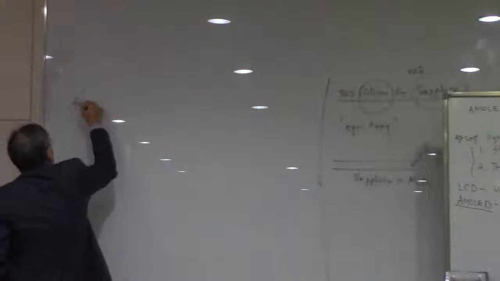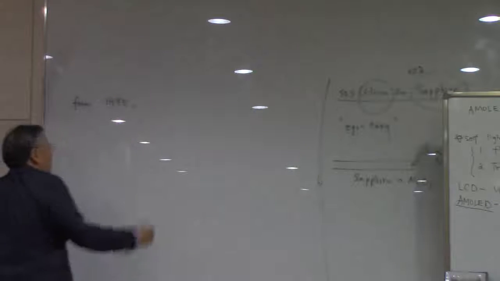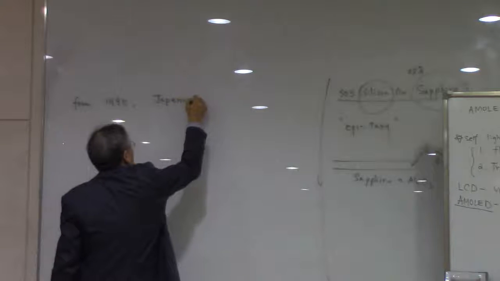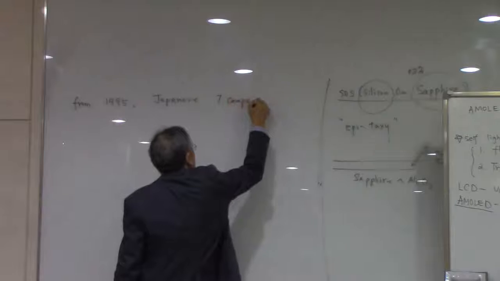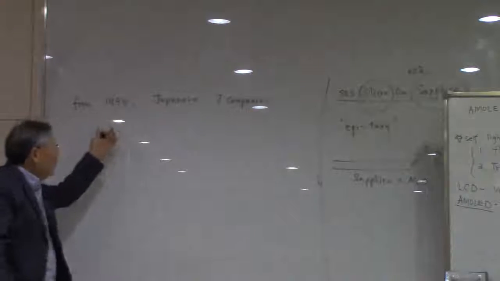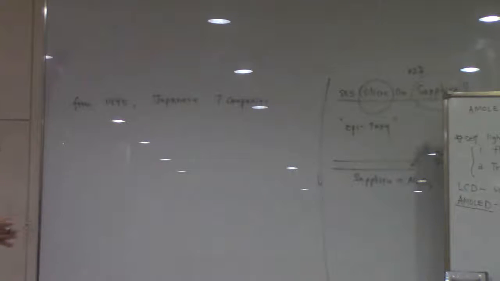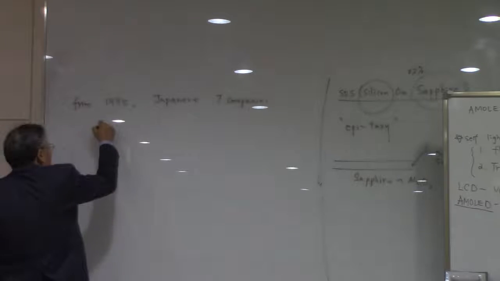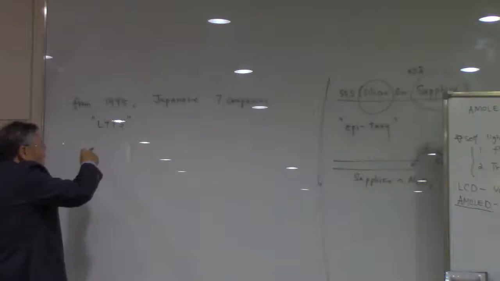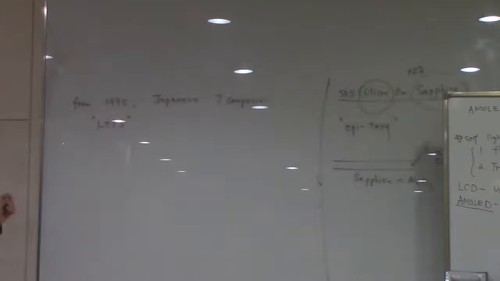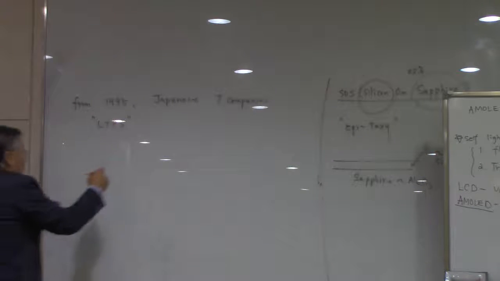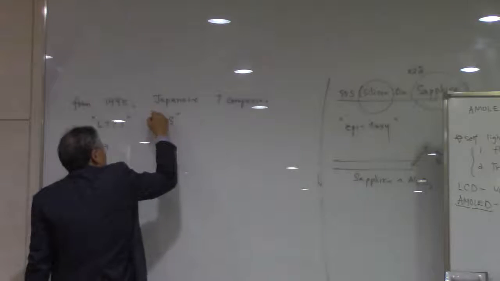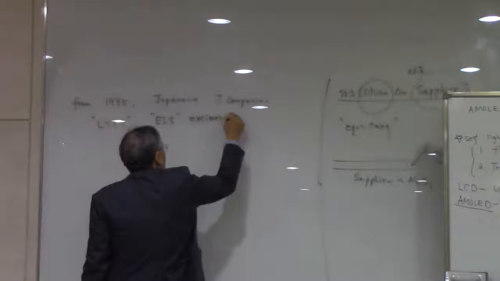So from 1995, Japanese, 7 companies. These 7 companies are head of all the technologies, LCD technology and so forth, and they have focused on the LTPS since 1995 because they have been the best in these technologies, and they try to use the ELS, that is excimer laser scanning.